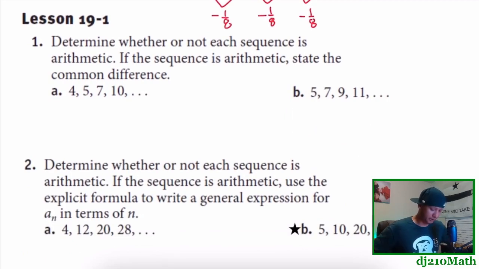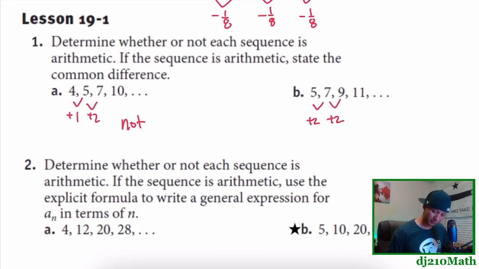Determine whether or not each sequence is arithmetic. If the sequence is arithmetic, state the common difference. So plus 4, no, I took that back. Plus 1, right? 4 plus 1 is 5. Plus 2, we can stop right there. Not arithmetic. It doesn't matter if they're all plus 1 and one of them is different. The common difference has to be the same everywhere. So B: plus 2, plus 2, plus 2. Yes, it is, and the common difference is 2.